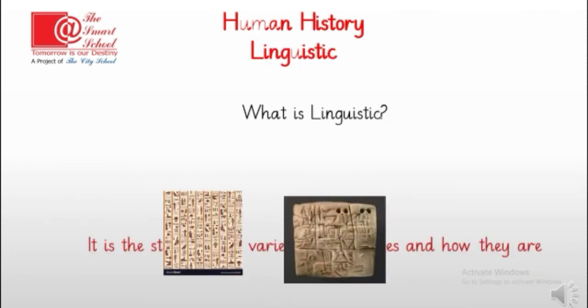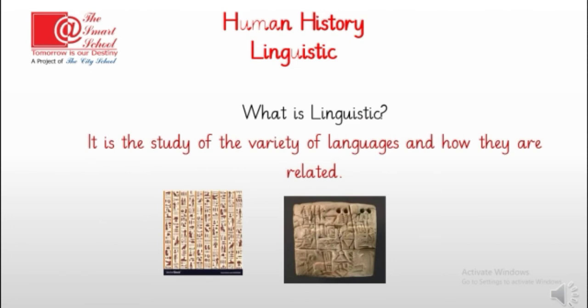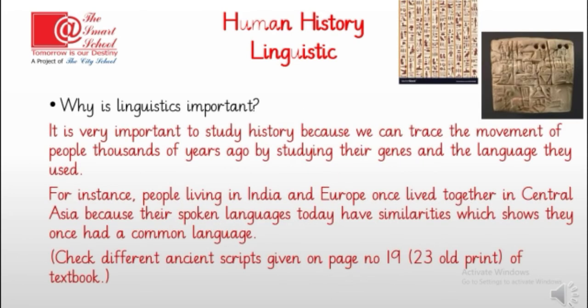What is linguistics? It is the study of the variety of languages and how they are related. Why is linguistics important? Yes, it's very important to study history because we can trace the movement of people thousands of years ago by studying their genes and the language they used. For instance, people living in India and Europe once lived together in Central Asia because their spoken languages today have similarities, which shows they once had a common language.